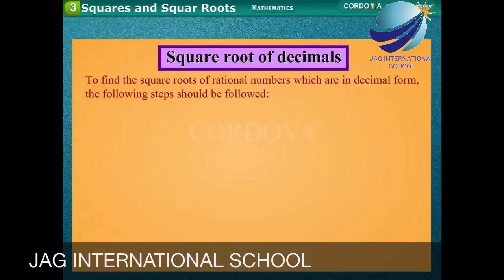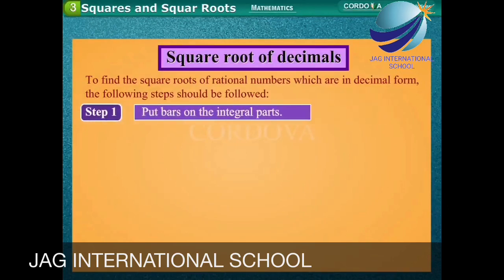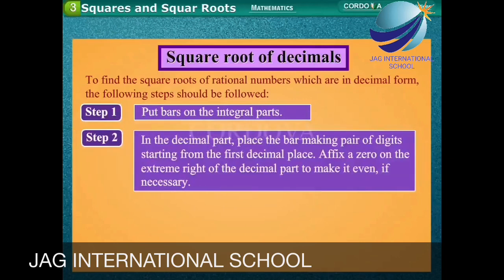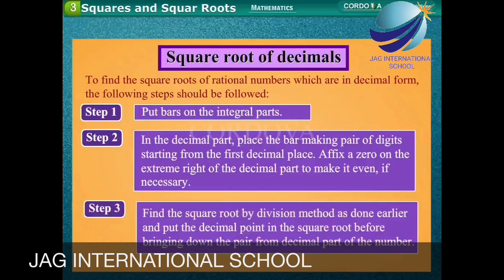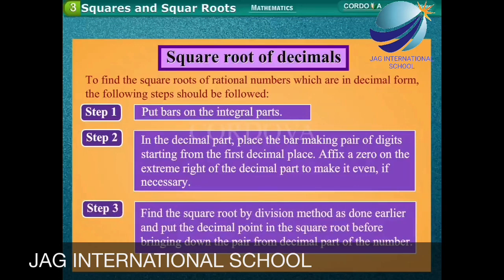To find the square roots of rational numbers which are in decimal form, the following steps should be followed. Step 1. Put bars on the integral parts. Step 2. In the decimal part, place the bar making pairs of digits starting from the first decimal place. Affix a 0 on the extreme right of the decimal part to make it even, if necessary. Step 3. Find the square root by division method as done earlier and put the decimal point in the square root before bringing down the pair from decimal part of the number.